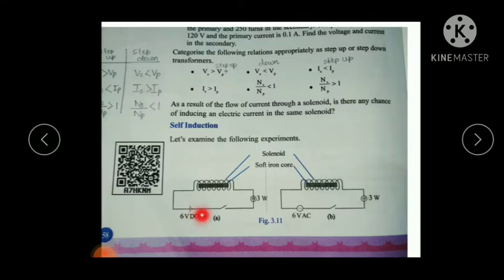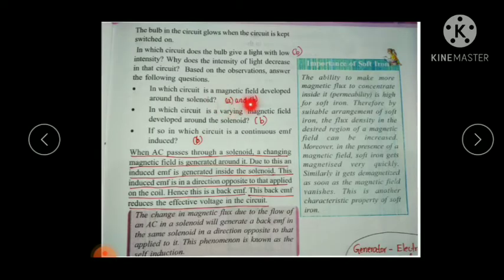See, here DC is connected and here AC is connected. Both are currents. So when this DC current passes through a solenoid, what happens? There will be a magnetic field. Whenever a current flows through a conductor, a magnetic field is generated. And when AC current flows through this solenoid, a magnetic field is also generated. So in both figure A and figure B, a magnetic field will be generated around the solenoid.